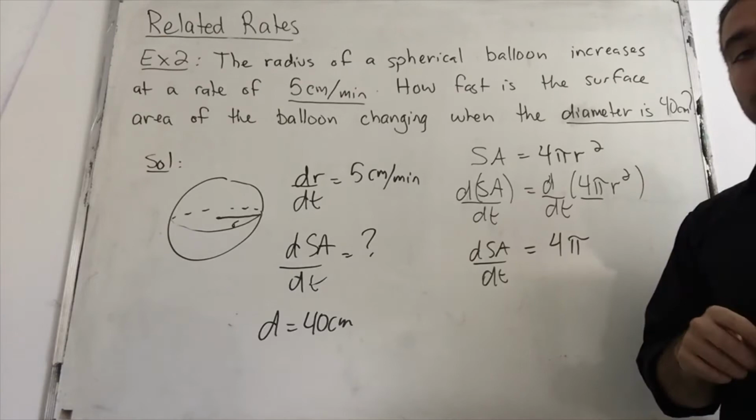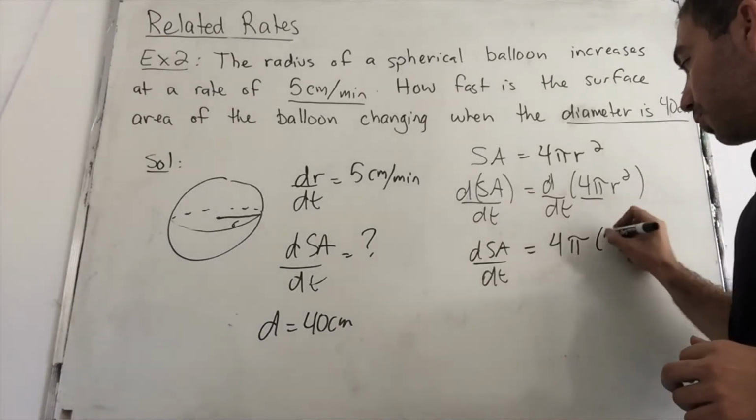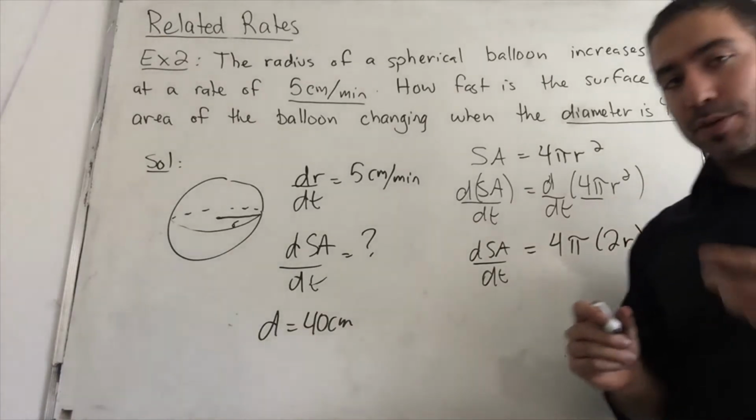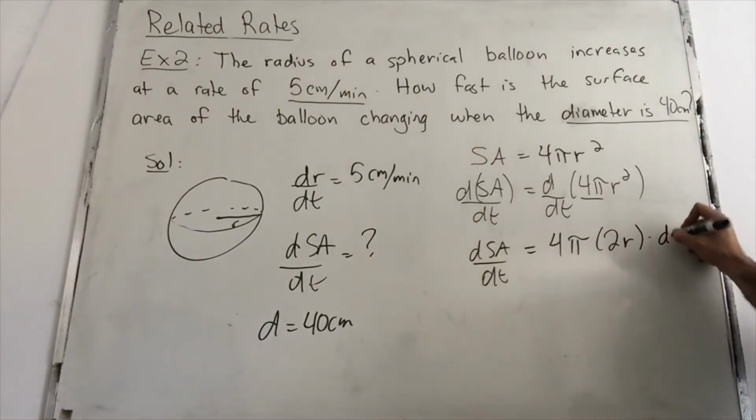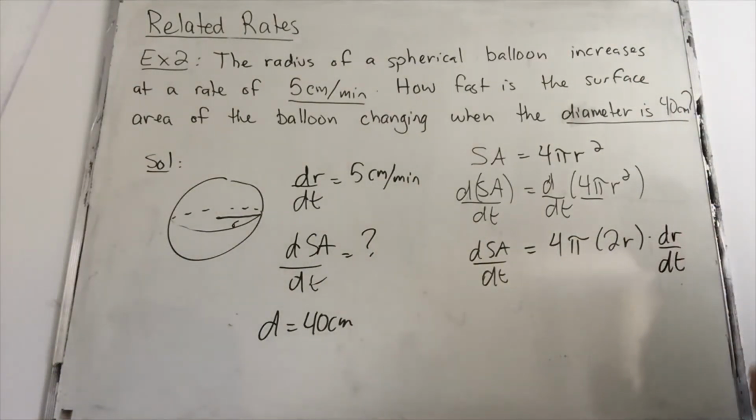Here it's just power rule. So we take the derivative of r squared, which is 2r. But then because we're deriving with respect to time, with respect to t, a different variable, we have to apply chain rule, so times dr/dt.